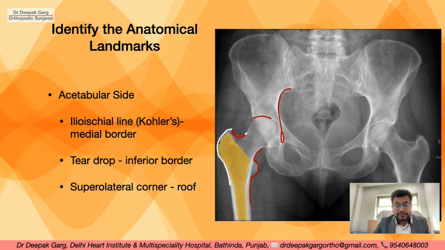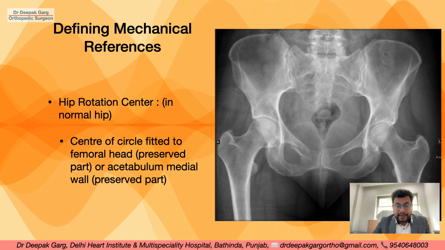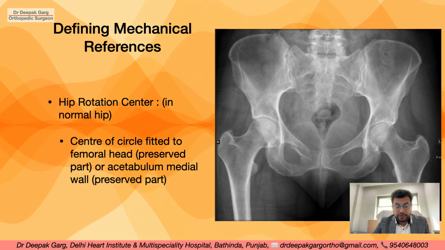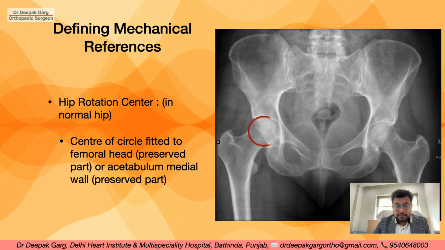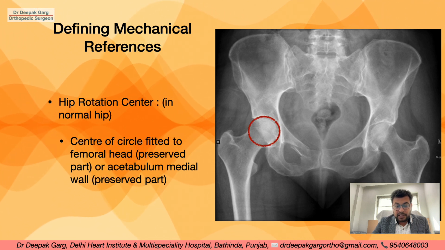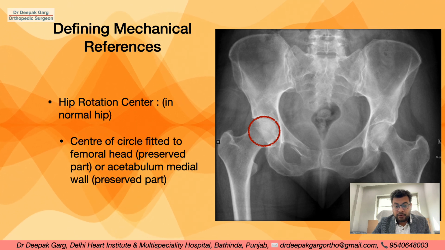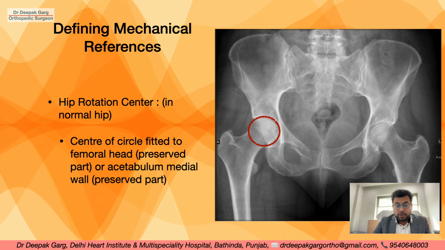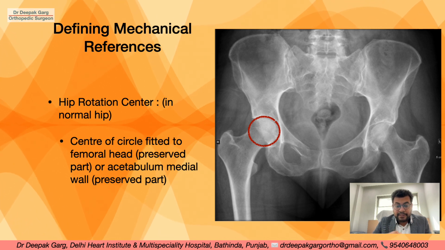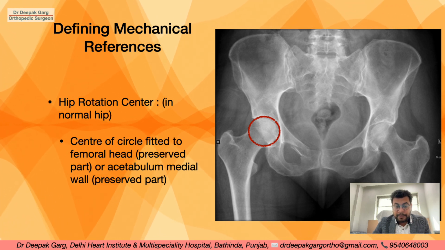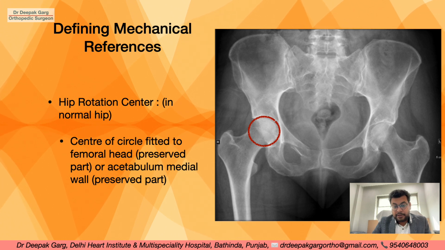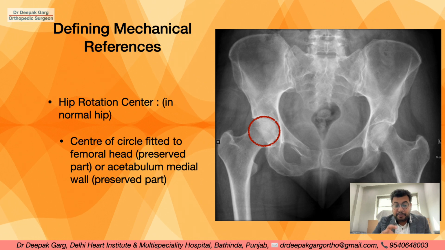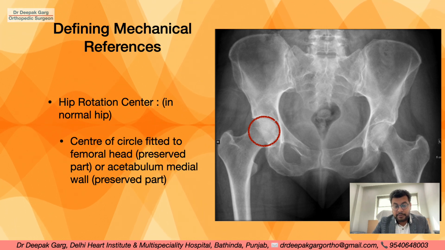Once we do that, we define the mechanical references. The first thing that we need to define is the hip center of rotation. We mark a circle over the center of the femoral head and then over the acetabulum, taking the medial wall as an arc. Usually in a normal case, it will overlap and there will be a single center of rotation. But in cases of complex hip, dysplastic hip, dislocated hip or subluxated hip, we may have two centers of rotation, one for the femur, one for the acetabulum.